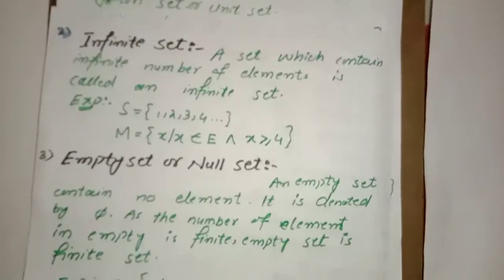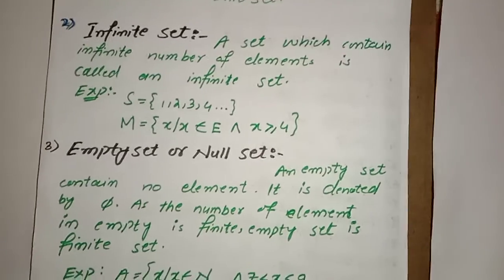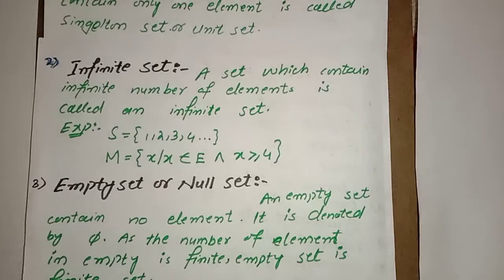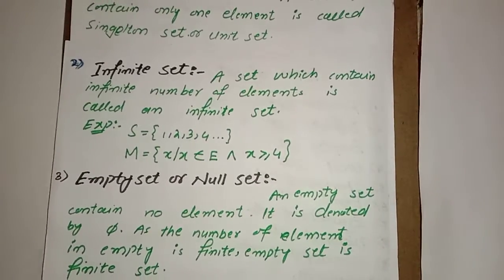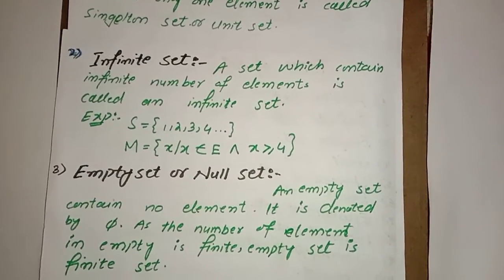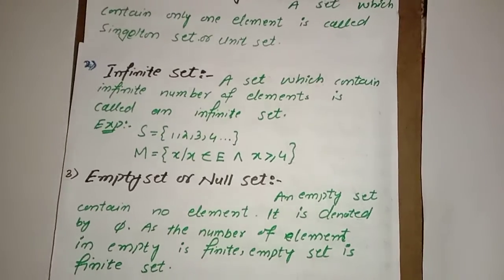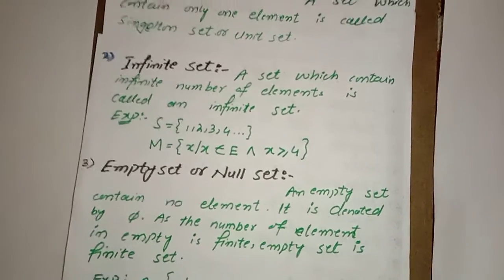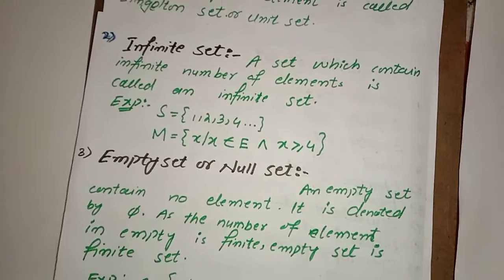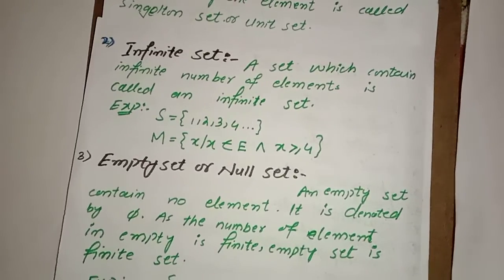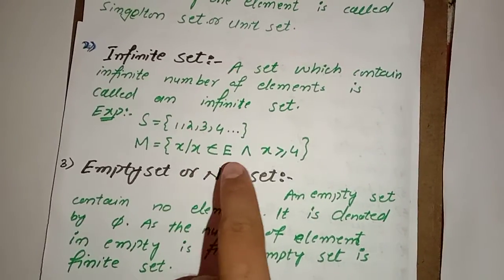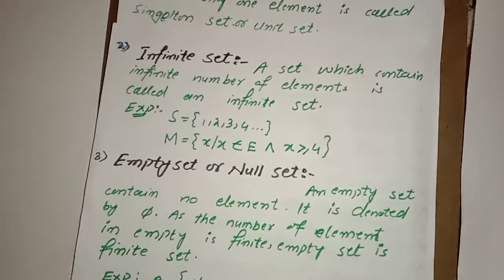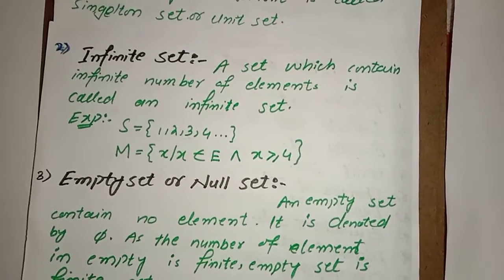The next one is the infinite set. A set which contains an infinite number of elements is called an infinite set. It means that an infinite set is a set in which the number of elements is infinite and we cannot count the elements in this set. S = {1, 2, 3, 4, and so on}. So it is infinite; there is no limit on the elements. Number two, M = {x such that x belongs to E, meaning even numbers, and x ≥ 4}. It is also an infinite set because even numbers are infinite.